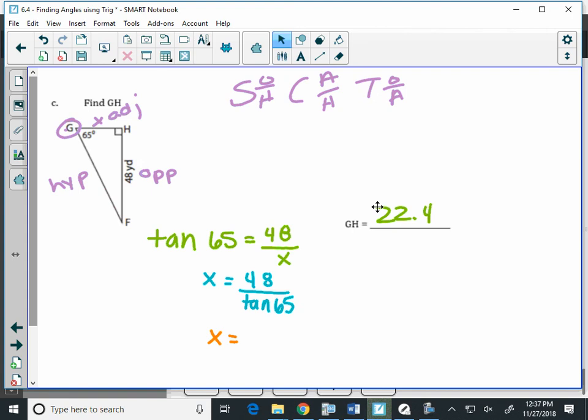So that's what your quiz is going to be like, and your test. They'll be jumbled like that, and you have to decide, am I finding a side? Am I finding an angle? How do I solve? How do I plug in my calculator? Okay? Rest of the time is yours.